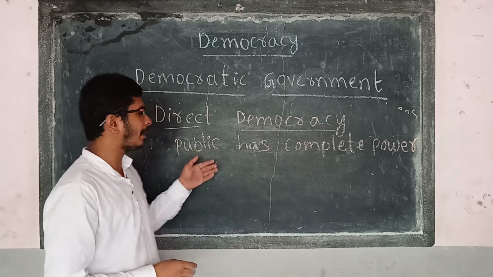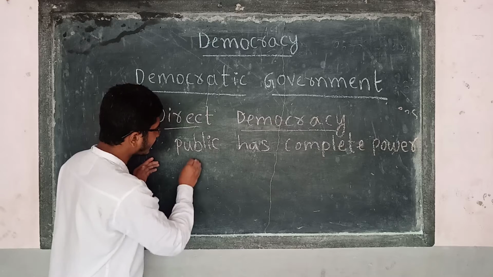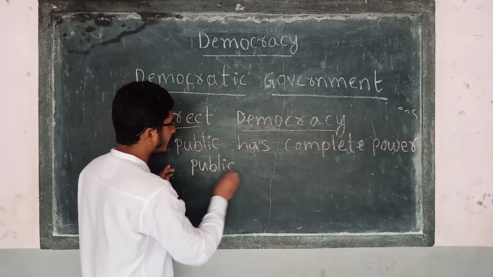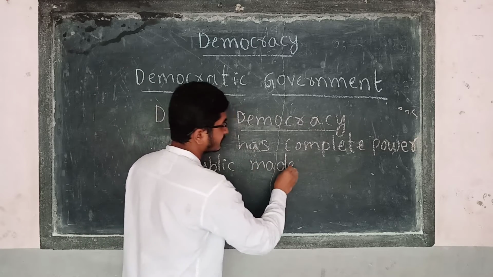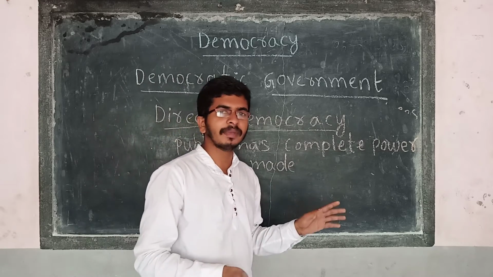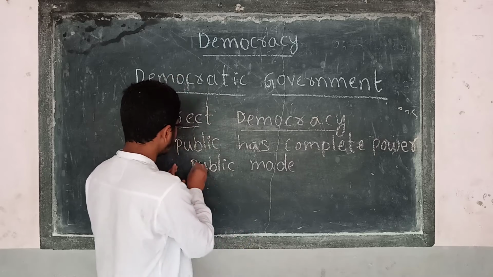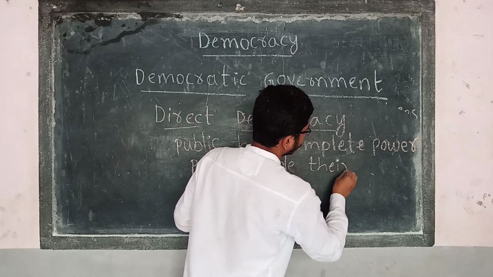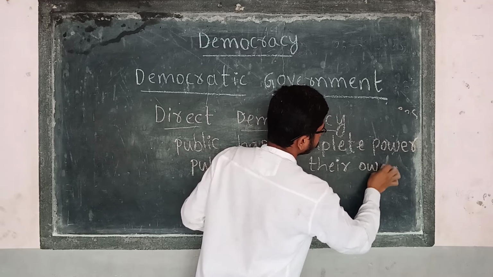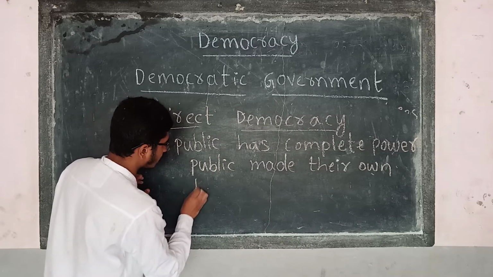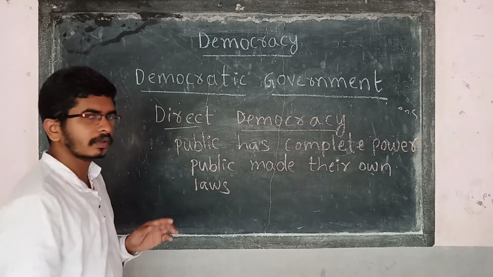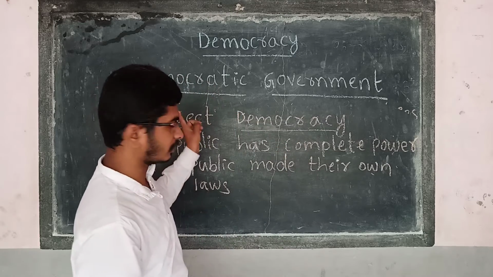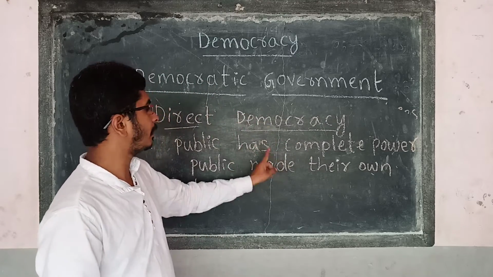In many places, what happened? The public, in particular areas, in their own villages, made their own laws. For example, now we can make laws? No, we cannot make laws. What is that? We will learn in a few minutes. So the public made their own rules or laws. In a particular village, everywhere, the public has complete power in the direct democracy.